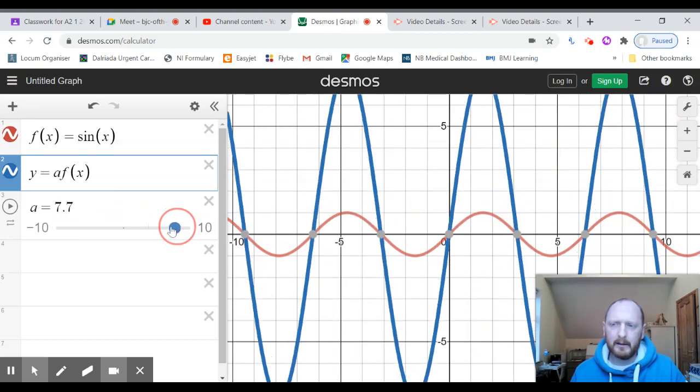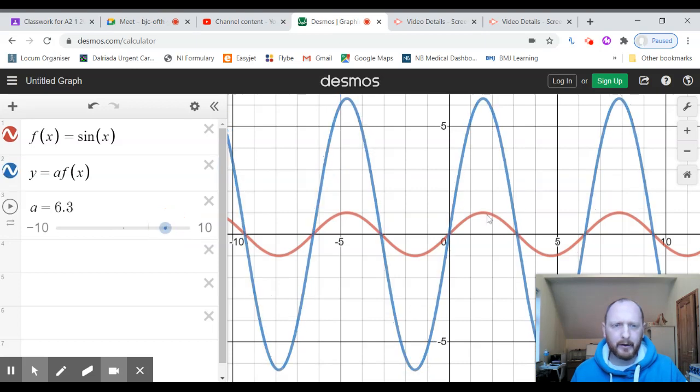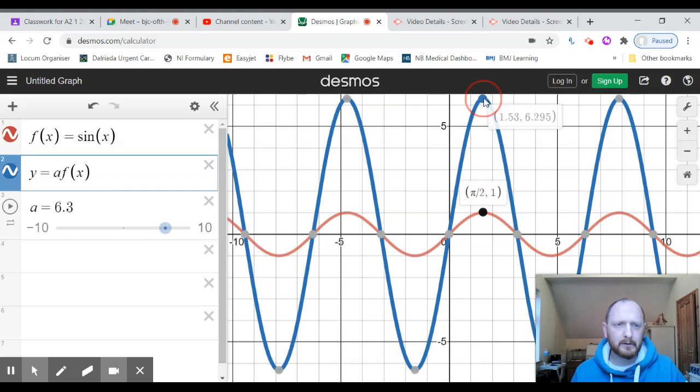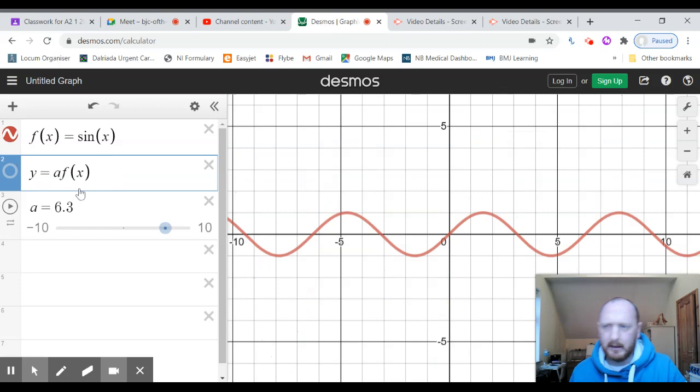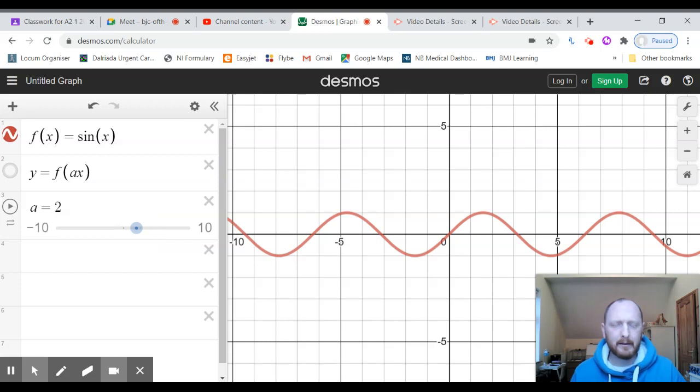So if we've got a value of 6.3, it's been stretched vertically, so the maximum at pi over 2 is going to go to 6.3, which we can see. So that's whenever a is outside the bracket. Now what we want to look at is whenever a is inside the bracket. What we're really doing there is we're multiplying the x by a first of all, and then applying the sine function. So x is doubled, and then we're applying the function.